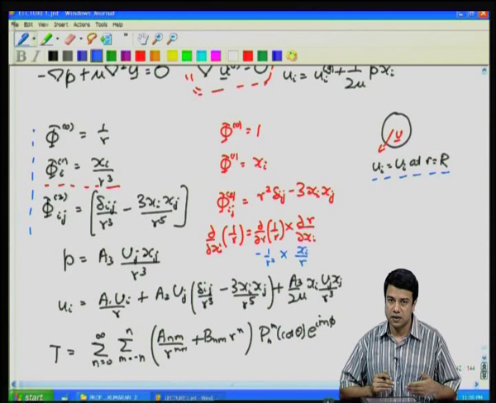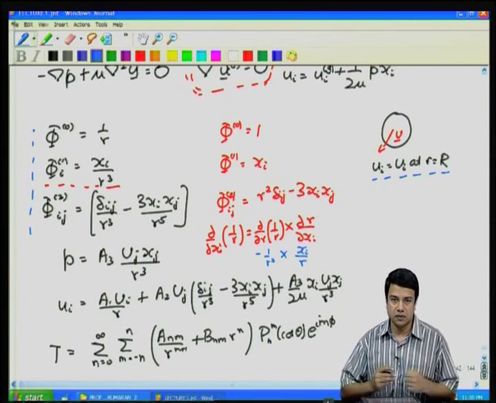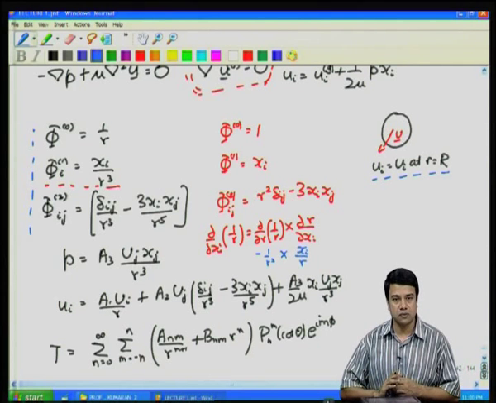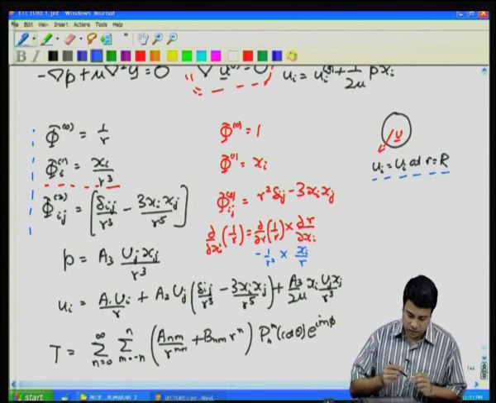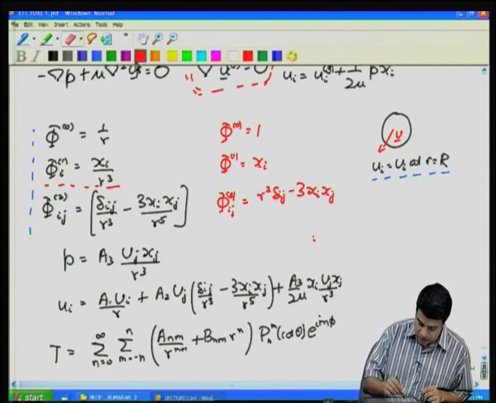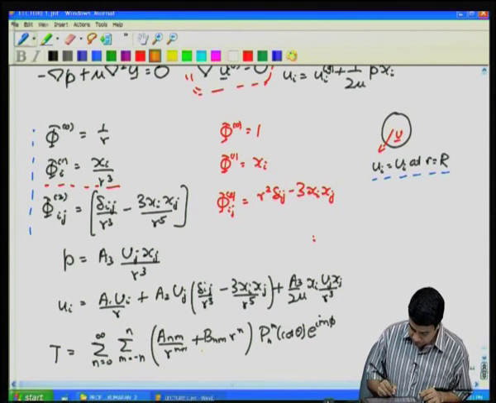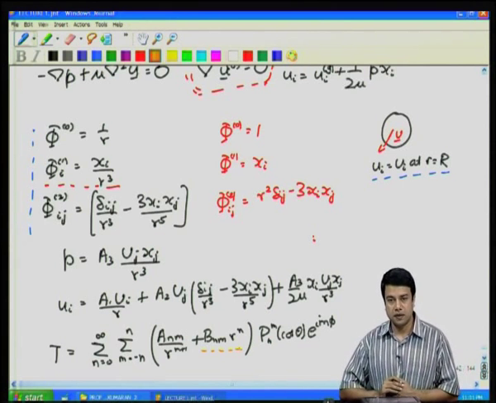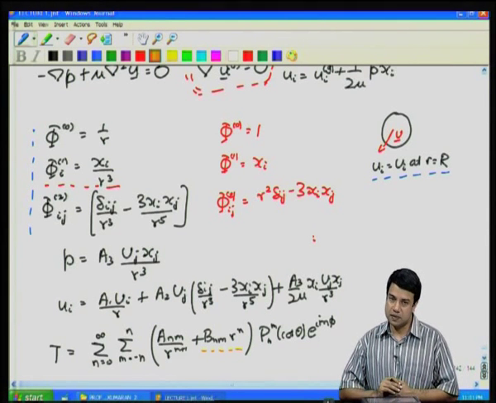In a similar manner, one can also have what are called growing solutions. So, the decaying solutions are only one part, the other part are the growing solutions. We got phi naught is equal to 1, phi 1 is equal to x I, phi 2 is equal to r square delta I j minus 3 x I x j and so on and so forth. So, corresponding to the decaying solutions, there also exist growing solutions which correspond to this part of the series solutions that we obtain by separation of variables.